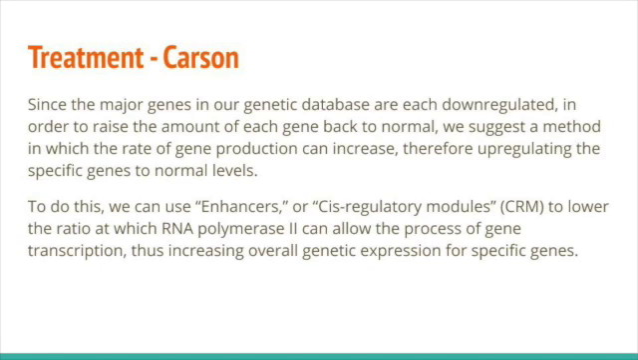One suggestion we have is that we could use enhancers or cis-regulatory modules, which could raise the rate at which RNA polymerase II can carry out gene transcription, which would increase the overall genetic expression for those specific genes and hopefully allow patients' bodies to fight off glioblastoma more effectively.